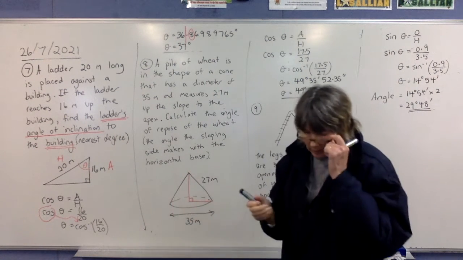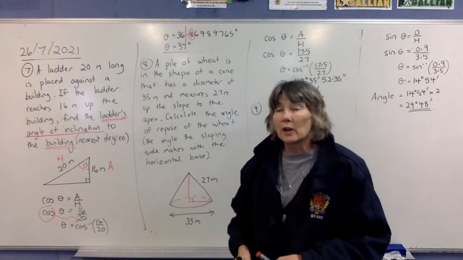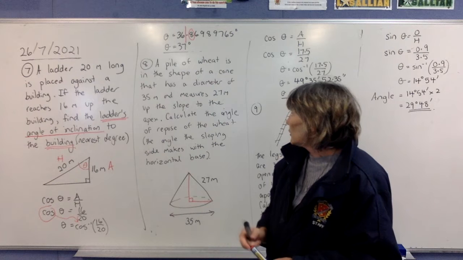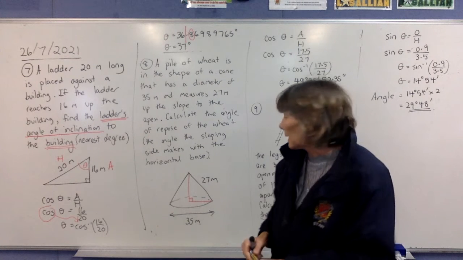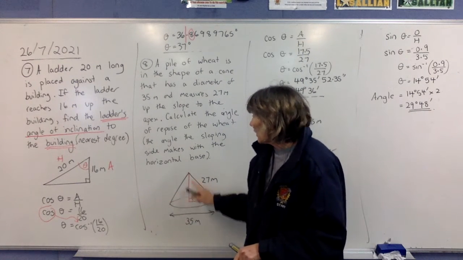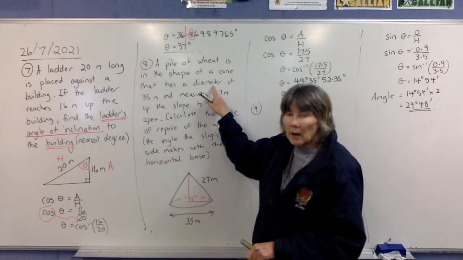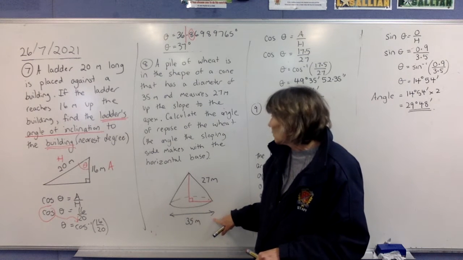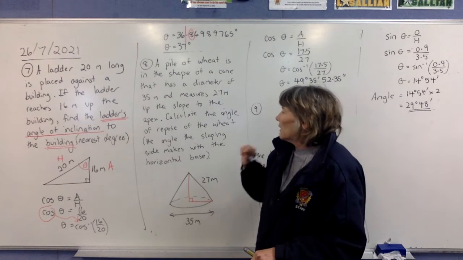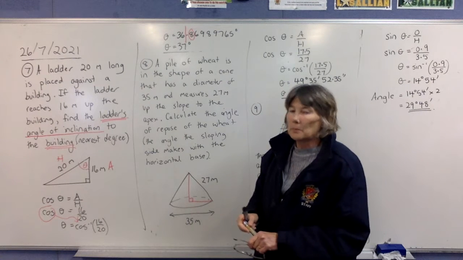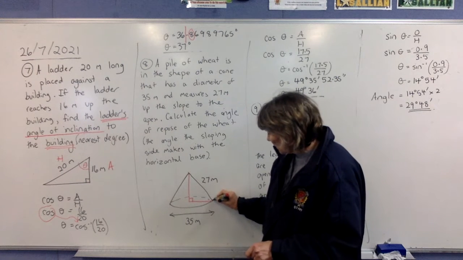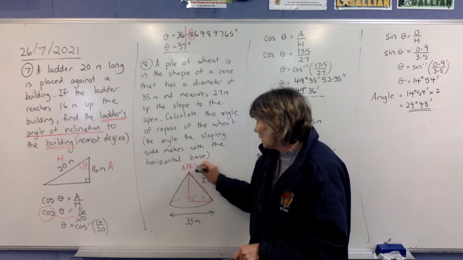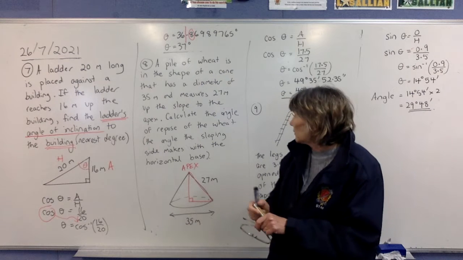Okay, the next question. We have a pile of wheat. It's in the shape of a cone. It has a diameter of 35 metres and measures 27 metres up the slope to the apex. So we're going to draw a shape of a cone. The diameter of 35 metres goes from here to here, right across the circle. The 27 metres goes up the slope to the apex. So we're going up the slope to the apex. The apex is the top of the cone, the top point of the cone.